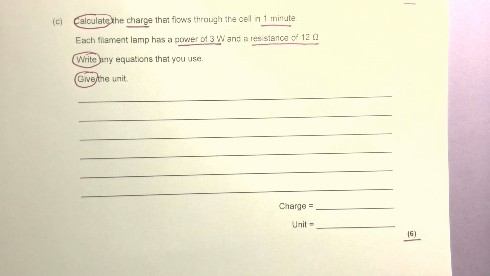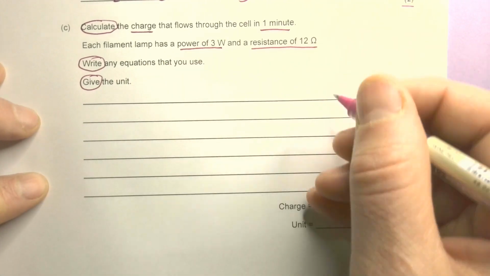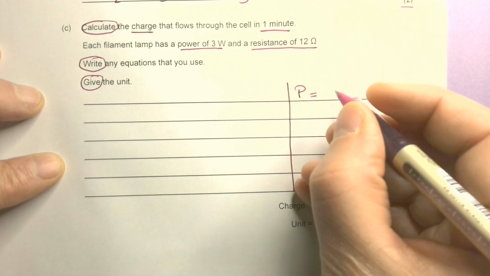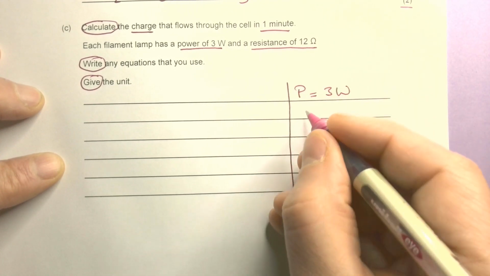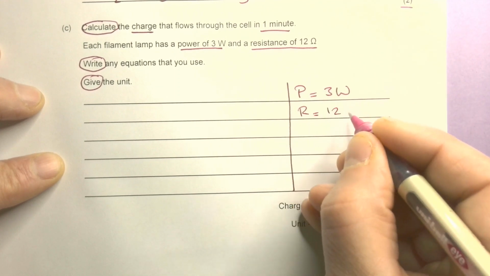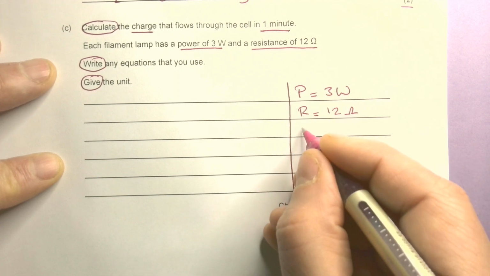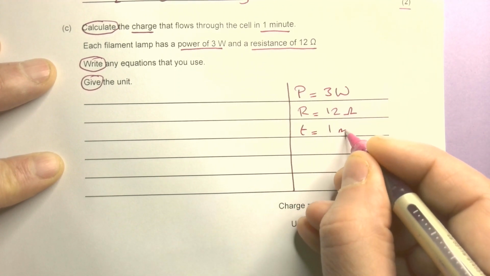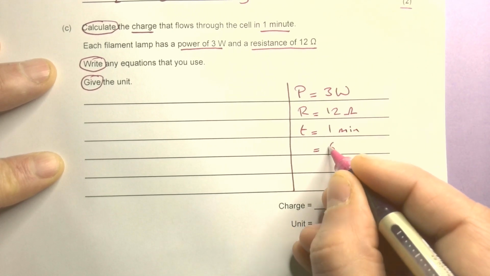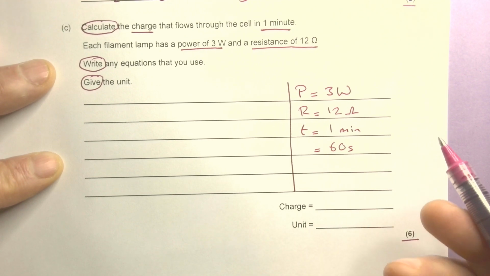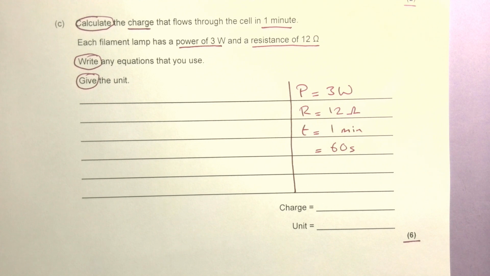So let's write down the things we know, our variables, down here at the side. Power is 3 watts. Resistance is 12 ohms. Time is 1 minute, and I'm definitely not going to leave it as 1 minute, so it's 60 seconds. That's all the information I've been given, and I need to try and find Q.